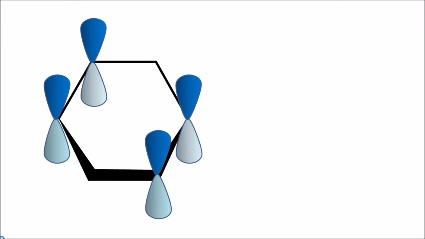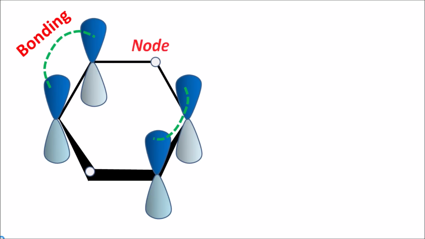Now let us consider another orientation. So here the atoms and p orbitals are oriented in a similar way, so they can undergo bonding interaction. Again, these 2 p orbitals can undergo bonding interaction. So here we can observe 2 bonding interactions, but in between these pairs we can observe some nodal region.